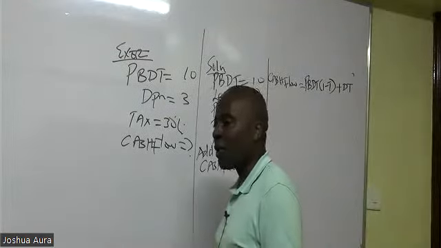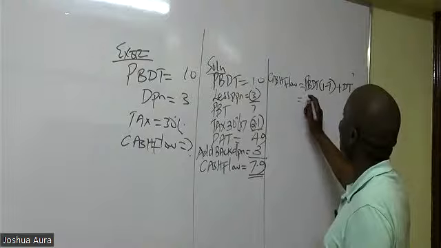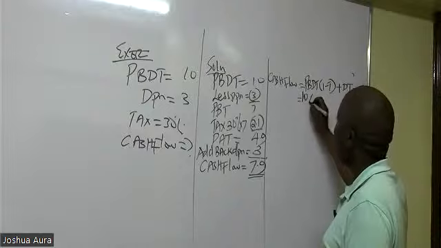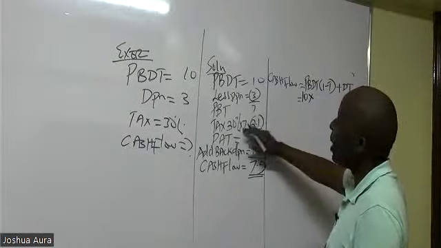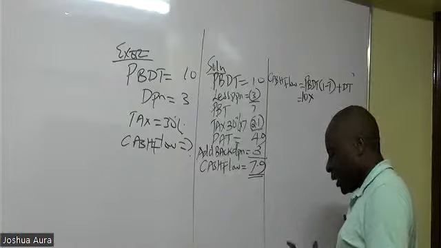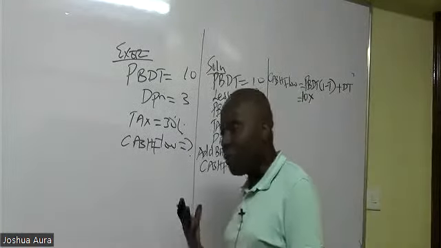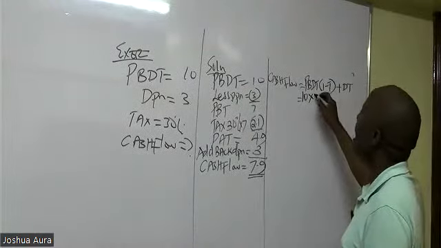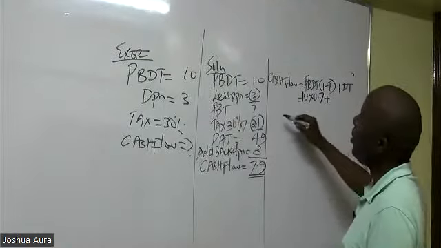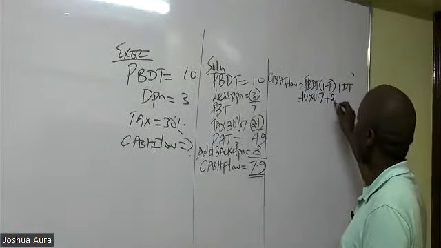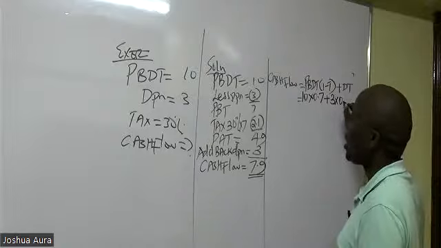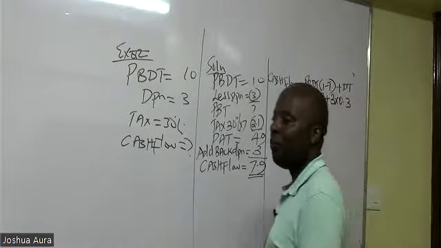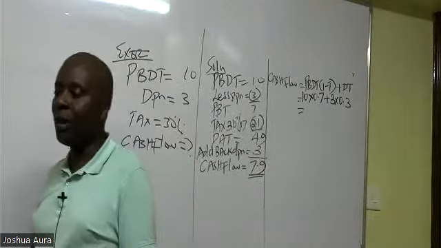Depreciation tax shield. So, ladies and gentlemen, this profit before depreciation and tax is what we already have as 10, right? Times 1 minus 30%. Tax is 30%. 30% is the same as 0.3. So 1 minus 0.3 is 0.7. So 10 times 0.7 plus depreciation itself, which is 3, times the rate of tax. Rate of tax is how much here? Is 0.3.